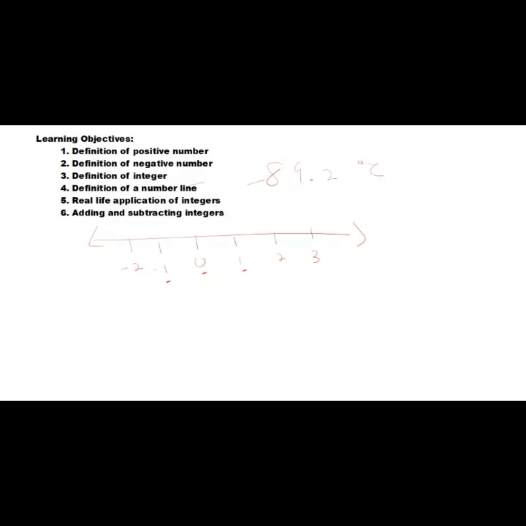Now, as of now, we've been able to cover most of the objectives in this lesson. Let's just look at a recap. We've looked at what a positive number is. We've looked at what a negative number is. We've looked at what an integer is. We've looked at what a normal line is. And we've also looked at real life applications of integers, like bank accounts and temperature. Now I want to move on to adding and subtracting of integers.